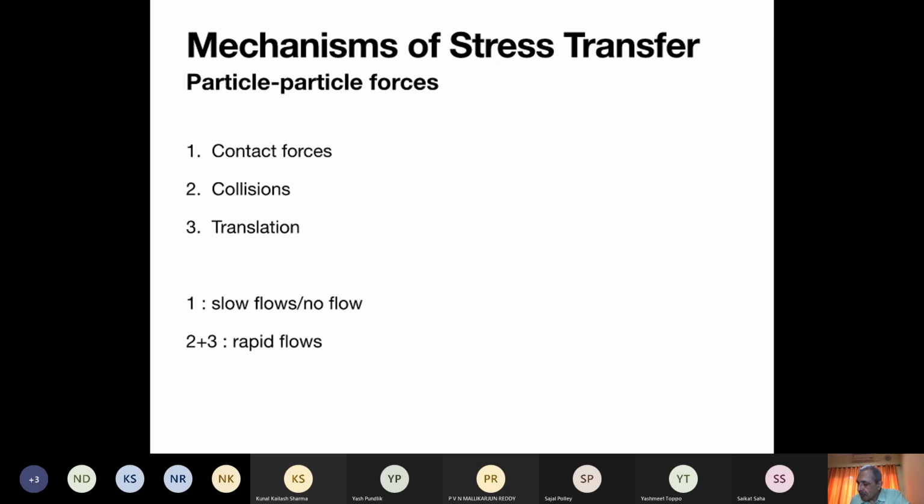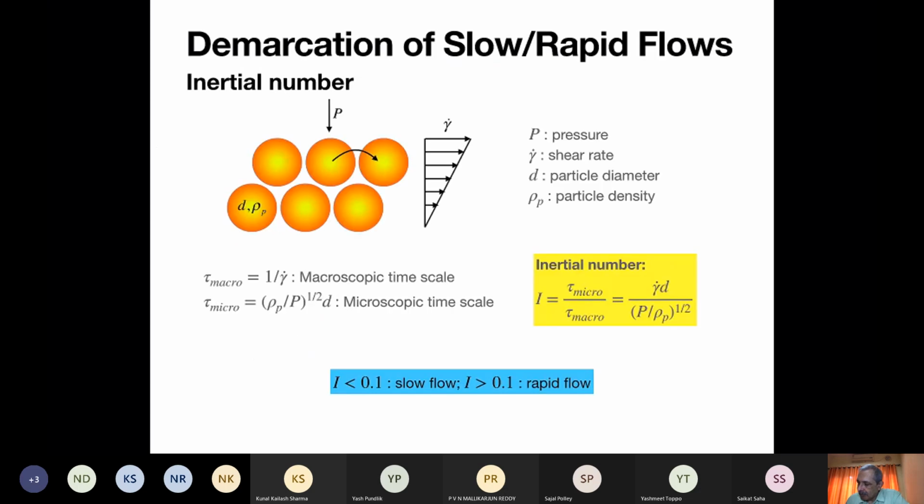When you have slow flows or no flow, then contact forces are the most important. When we have rapid flows, then collisions and translation become very important. We don't think of collisions as contact forces; we think in terms of collisions and translation. So the theories for slow flows and the theories for rapid flows are somewhat different. And how do we decide whether some flow is slow or rapid?